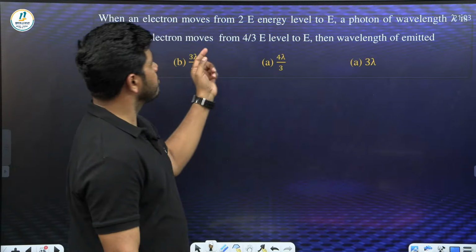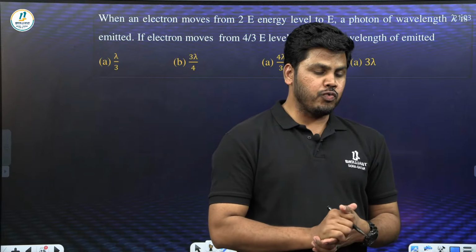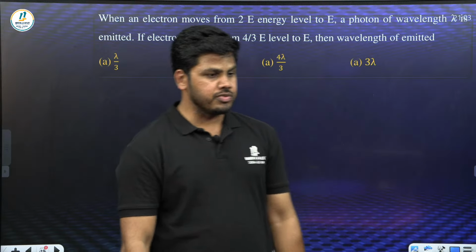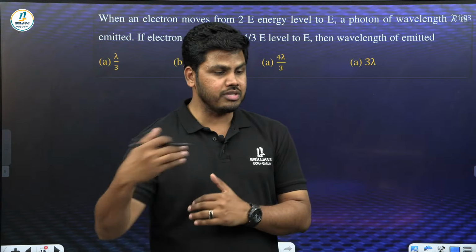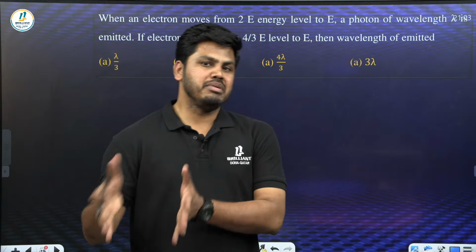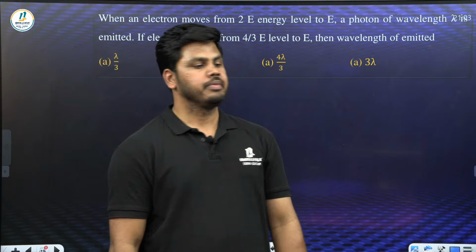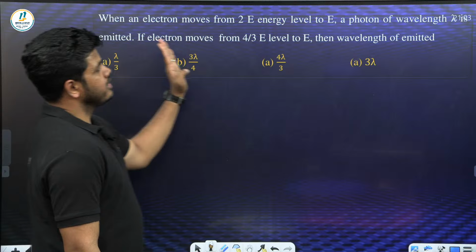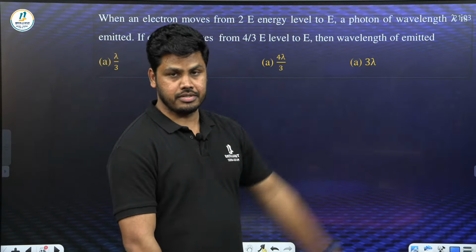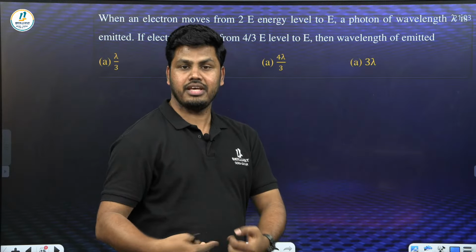When an electron moves from 2E energy level to E energy level, a photon of wavelength lambda is emitted. If the electron moves from 4/3E to the same E, what will be the emitted wavelength, in terms of the previous wavelength lambda? All options are given in terms of lambda. So we know when electrons are excited or transmitted from one energy level to the other, excitation or de-excitation, during excitation they absorb energy, during de-excitation they release energy.